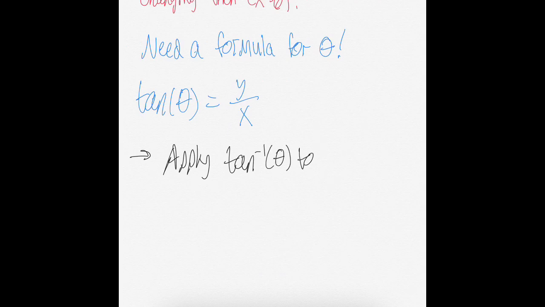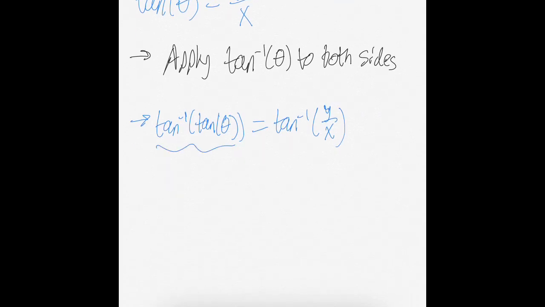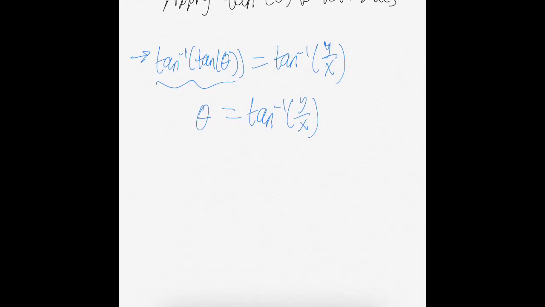So what do we do? We hit both sides of this with arctan, apply tan inverse to both sides, and we get tan inverse of tan of theta equals tan inverse of y over x. Now, the whole point of tan inverse and tan is that they cancel each other out, and so I'm left with tan inverse of y over x equals theta.